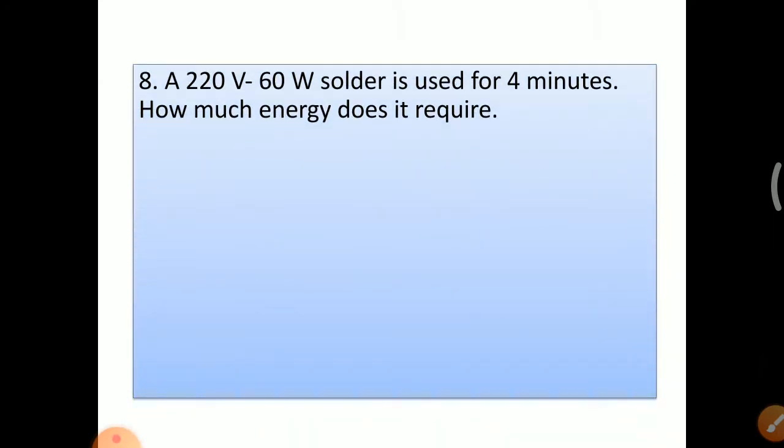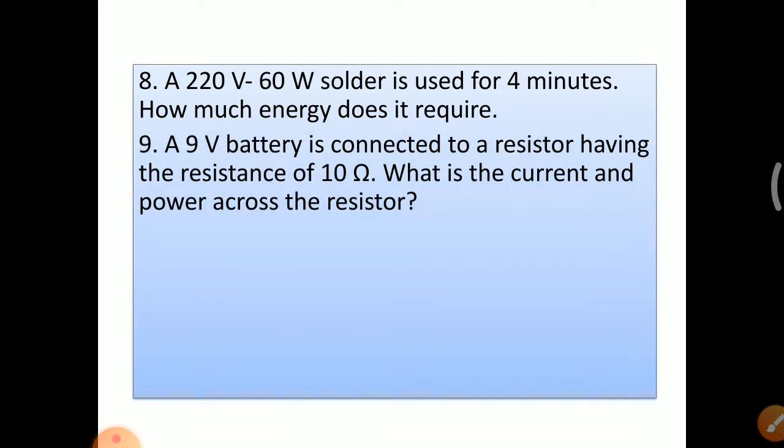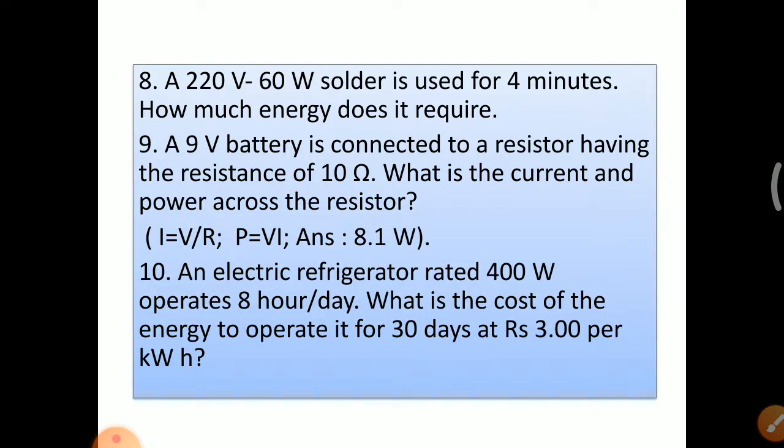And the eighth question: a 220 volt, 60 watt soldering iron is used for 4 minutes. How much energy does it require? The ninth question: a 9 volt battery is connected to a resistor having the resistance of 10 ohm. What is the current and power across the resistor? And the 10th question: an electric refrigerator rated 400 watt operates 8 hours per day. What is the cost of energy to operate it for 30 days at Rs 33 per kilowatt hour?